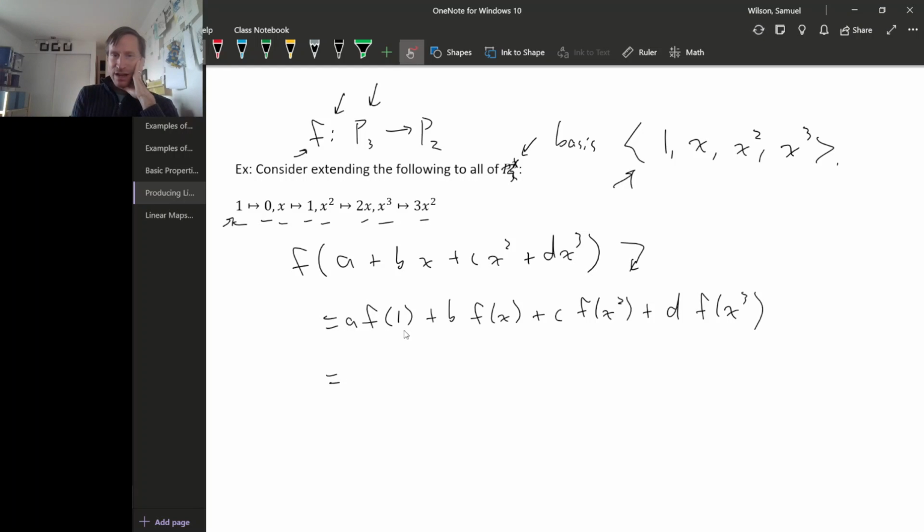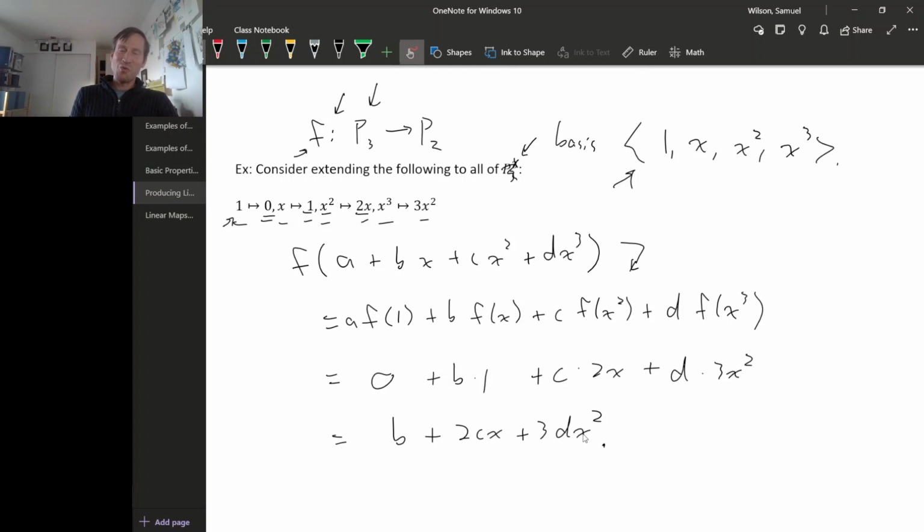Okay, so f of 1 we said was 0, so this part's 0. f of the polynomial x we said is the polynomial 1, so this is b times 1. And then c times f applied to x squared is 2x. And then finally f applied to the basis polynomial x cubed is 3x squared, so d times 3x squared. Okay, so what do we get? Altogether we have b plus 2cx plus 3dx squared.